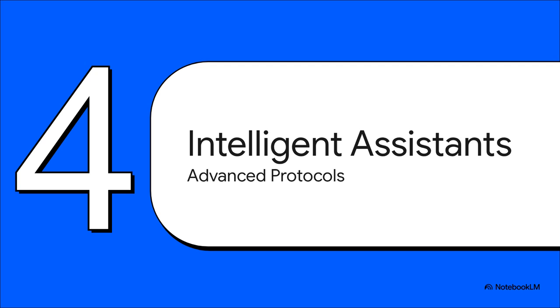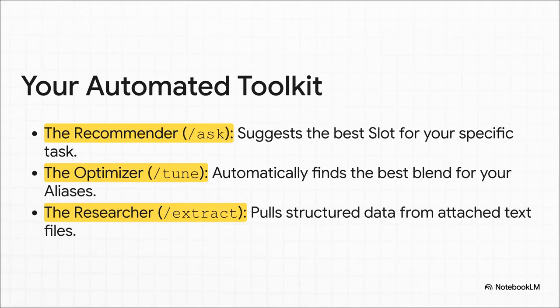So, building on all that power, SuperPrompt also has these intelligent protocols built right in. You can think of these as your own personal AI assistants, and they're designed to automate complex tasks and really streamline your workflow. So your toolkit starts with the recommender. You use the /ask command, describe what you're trying to do, and it'll suggest the perfect slot for the job. Then there's the optimizer, which uses /tune to automatically test combinations and find the ideal blend for your custom aliases. And finally, the researcher uses /extract to pull structured data and lore right out of text files you give it.